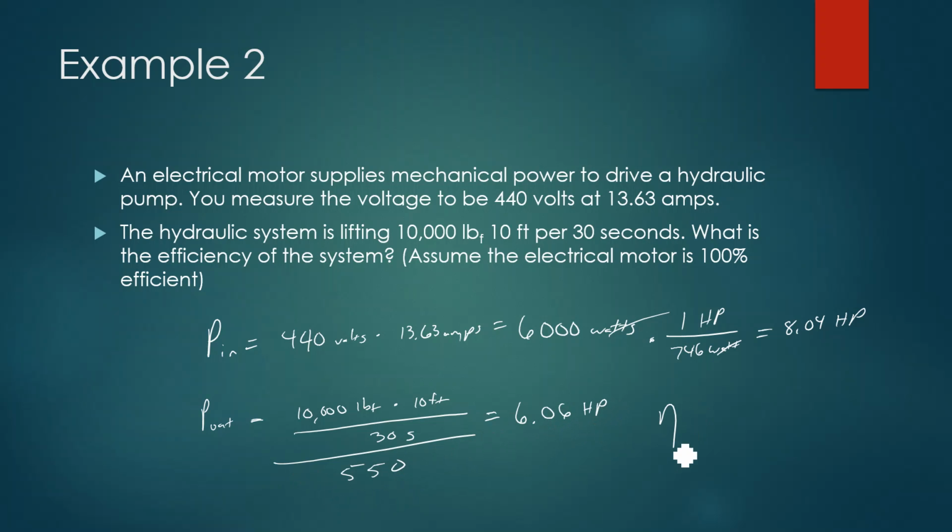So to get our efficiency of the system, it's going to equal 6.06 horsepower divided by 8.04 horsepower. So divided by 8.04, we get an efficiency of 75.3%. Remember, percent is where you move your decimal place two to the right or two to the left, depending on which way you're going.